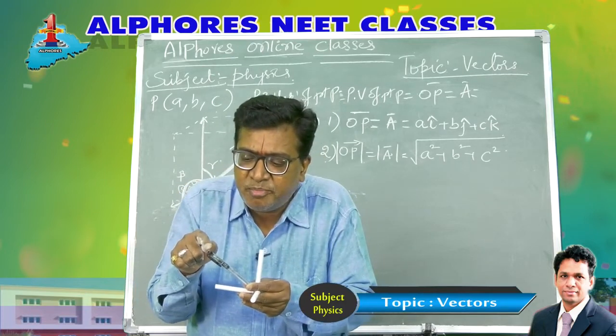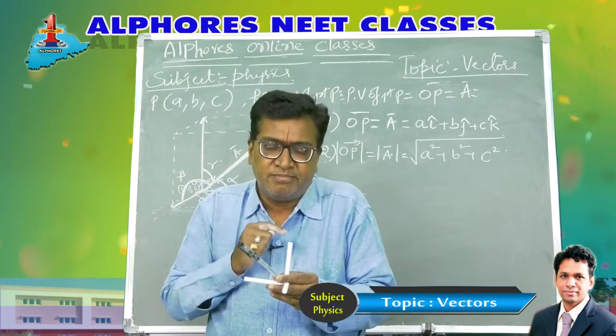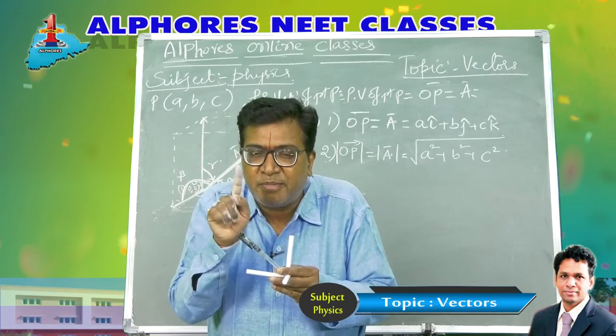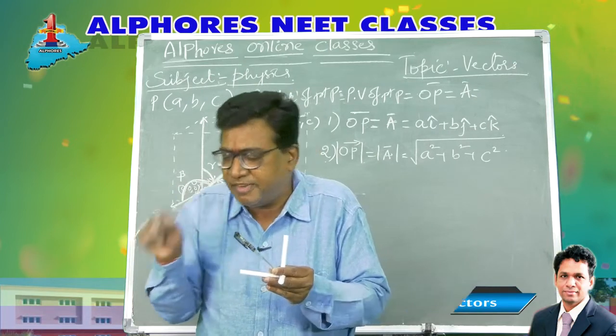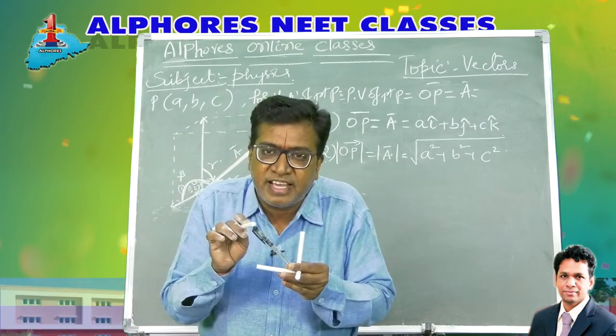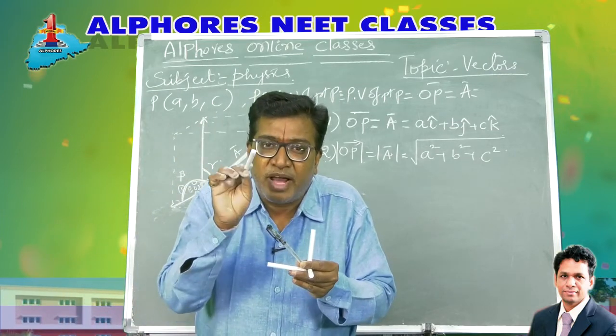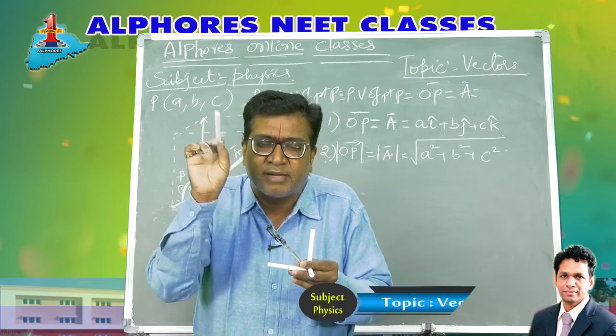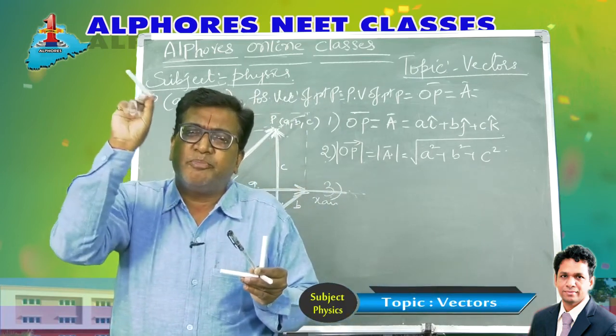Now this is the point which I have to define. This is the point P, A comma B comma C, the point which was given to us. So the point P here is A comma B comma C. Now I was defining the position vector, the vector which represents the position of that point.